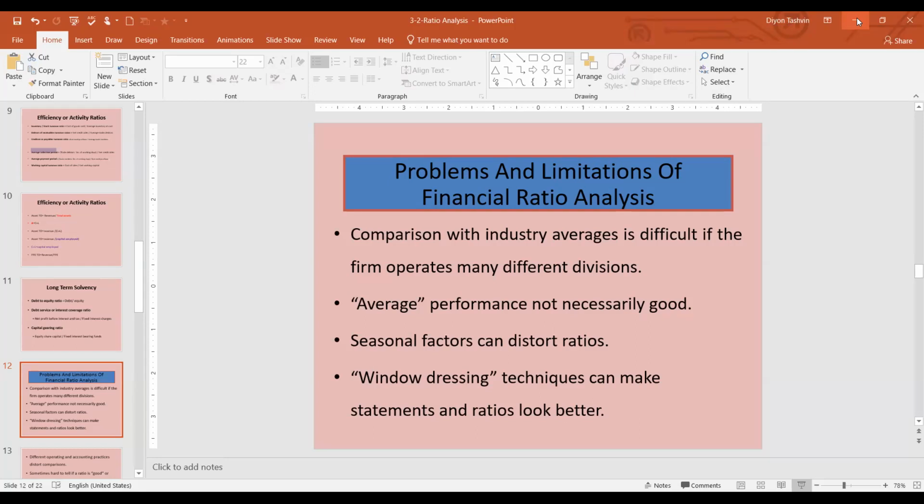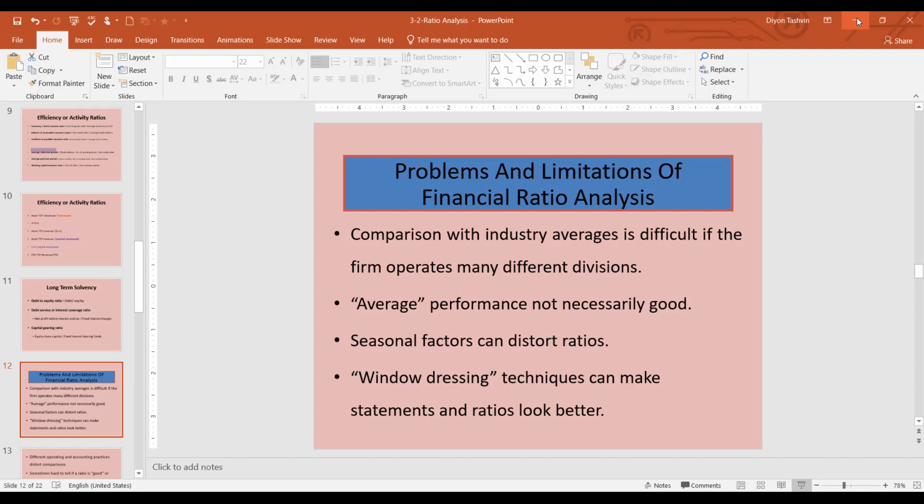Then the next one is that average performance is not necessarily good. Even though we can say that on average this particular company is good, it doesn't mean that it is always good. There may be certain facts which adversely affect the company's performance, and they may not be reflected in the financial analysis. We just take the ratios in a standard form.